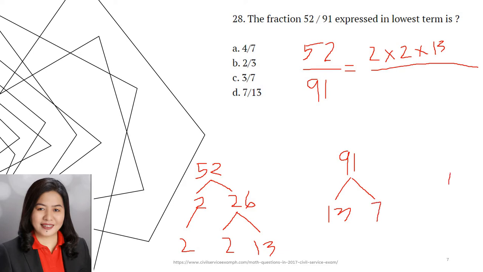So 13 times 7, you'll have to check. 13 times 7 is 91. So we can have 13 and 7. What will happen now is we can actually cancel. Why cancel 13 and 13? Because 13 over 13 is 1. That's the reason why we are doing the cancellation there. We cannot eliminate 7 because the one on top is 4. So our answer will be 4 over 7. So the fraction 52 over 91 is 4 over 7.